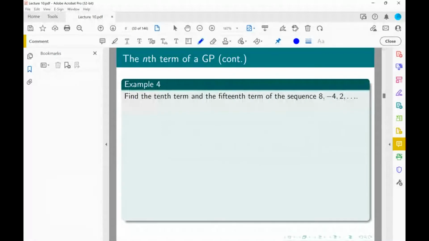What about this one? Find the 10th term and 15th term of the sequence. Any thoughts? How do we find this one?